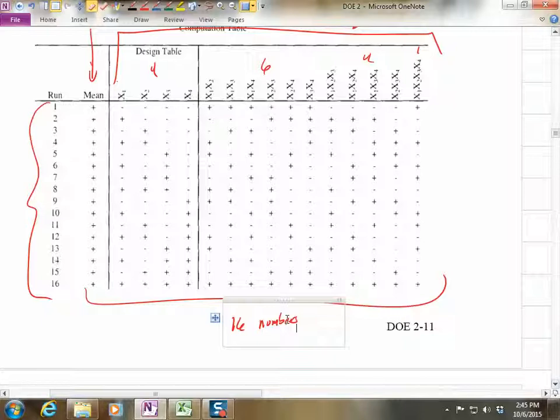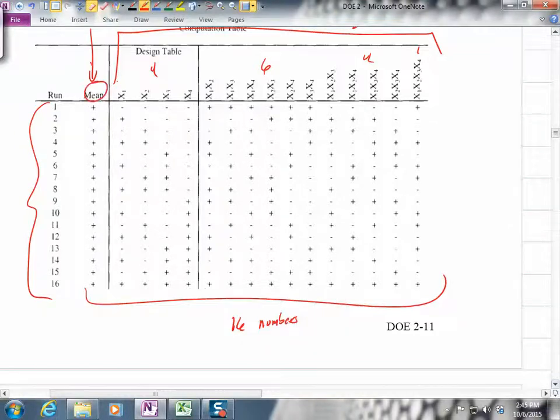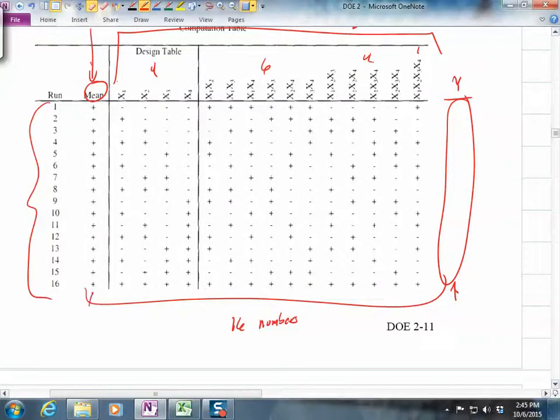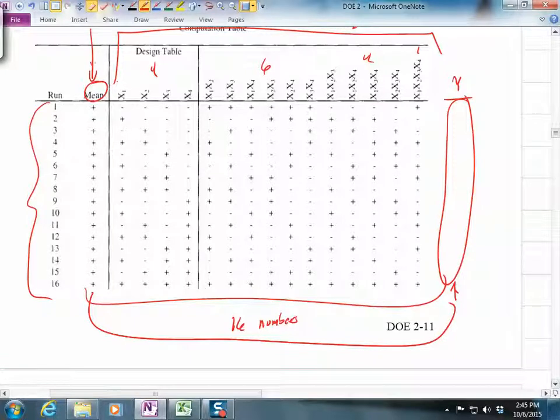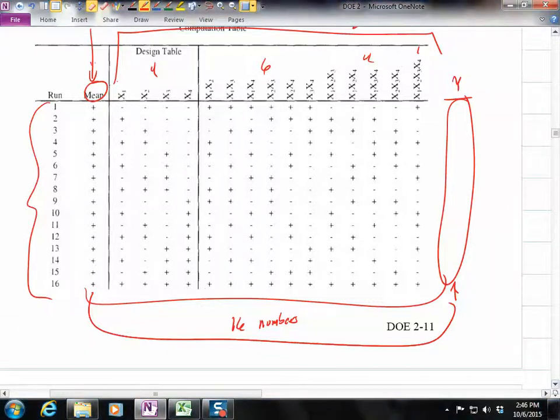Yeah, the mean is just you have 16 y's and it's the average of those. So all those pluses are the same. Yes. Why this column is here, it's not obvious yet. It's just going to be an easy way for us to calculate the mean once we get into our analysis. Good question. That is not obvious.